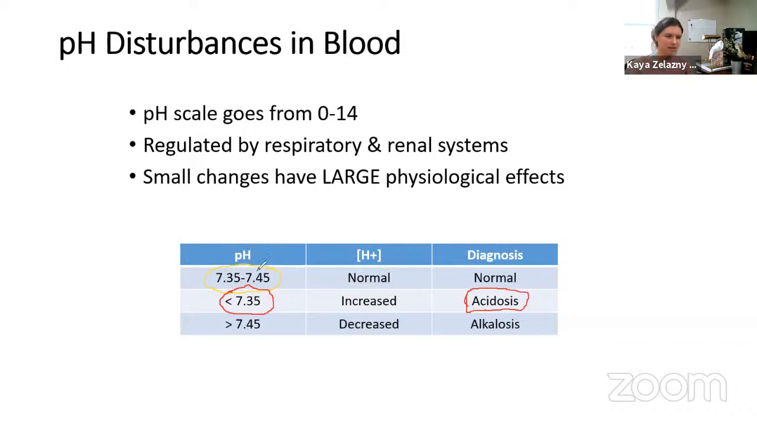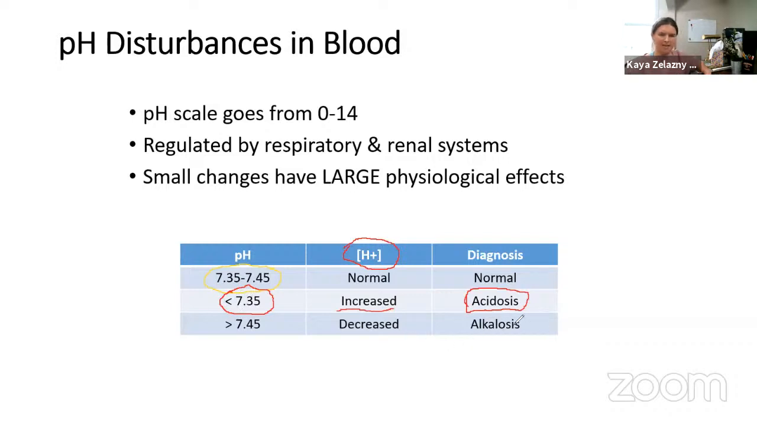Blood is slightly alkaline overall, right? So that's why 7 isn't our normal for blood. And a low pH is the result of too many hydrogen ions, pretty basically. The number of hydrogen ions is how we determine pH. So if blood is too acidic, it means we have too many hydrogen ions, and we're in this low range below 7.35.